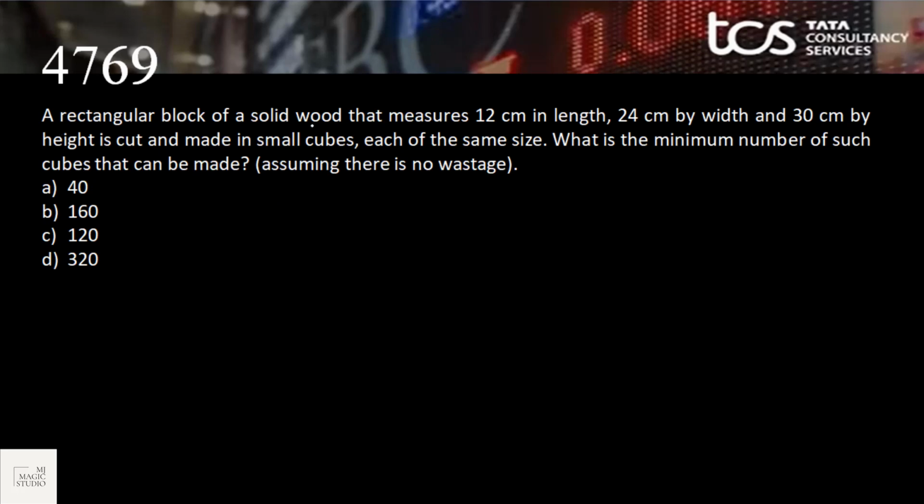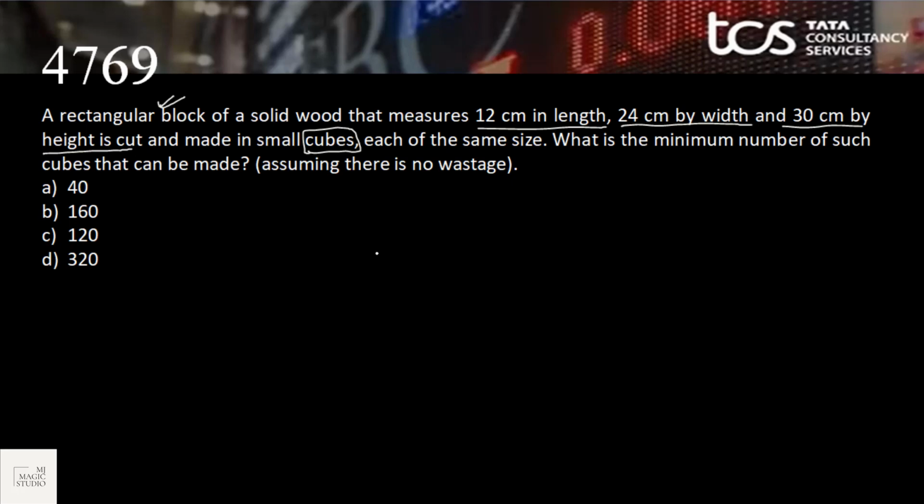A rectangular block of solid wood that measures 12 centimeter in length, 24 in width and 30 centimeter in height is cut and made into small cubes. The height, breadth and length would be the same, each of the same size. What is the minimum number of such cubes that can be made?